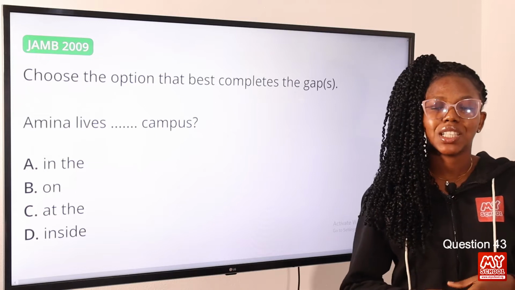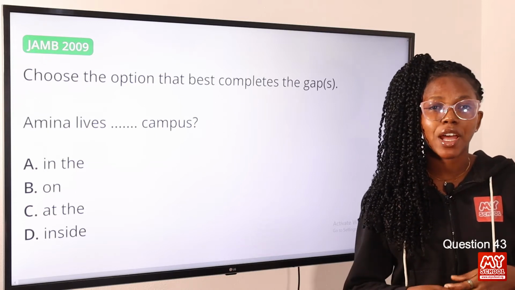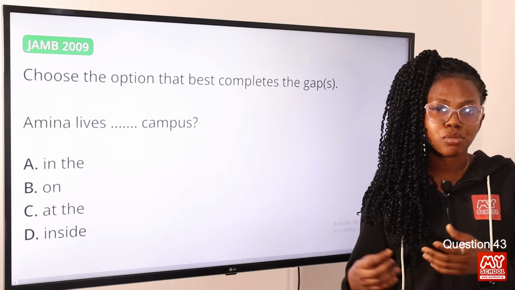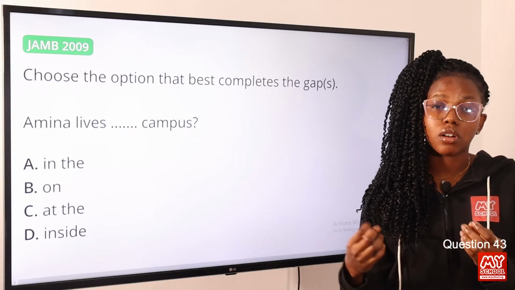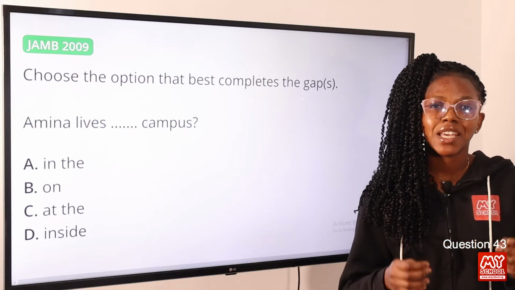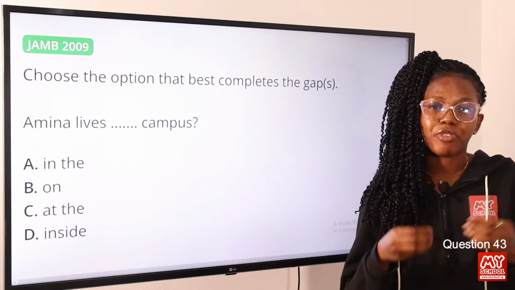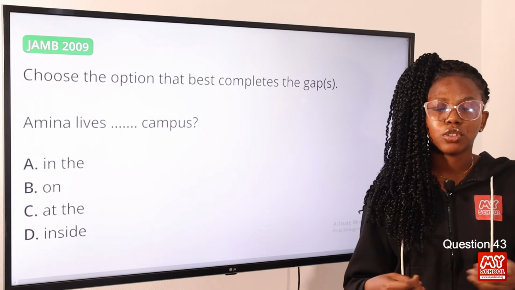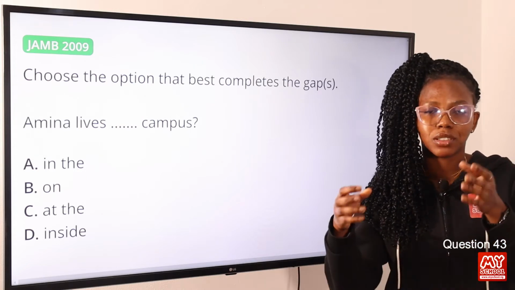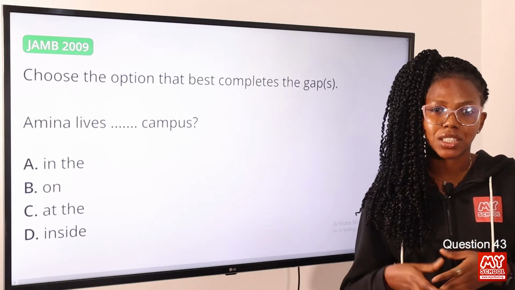On campus is a popular phrase to describe the rooms provided by schools or universities or colleges. We are talking about the dormitories or the bedrooms provided by universities or schools. So it's a popular phrase to talk about the buildings provided by a university or school.